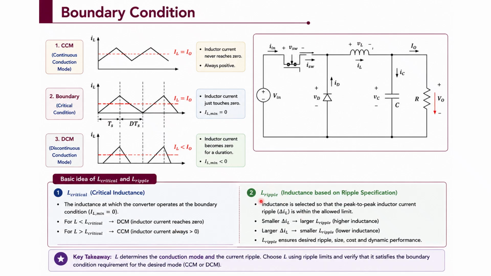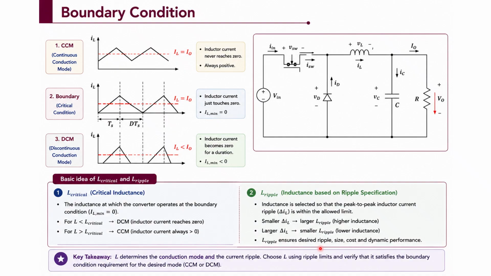Now another term is L ripple. There is a peak to peak value, delta IL, which has a limit. If your delta IL is smaller, then your ripple will be large. This ripple will be large if your delta IL is a smaller value, and if the delta IL is a larger value, then L ripple will be a smaller value, lower inductance.